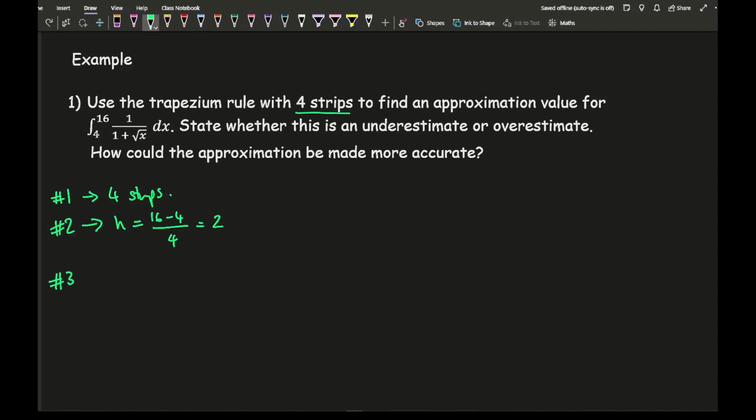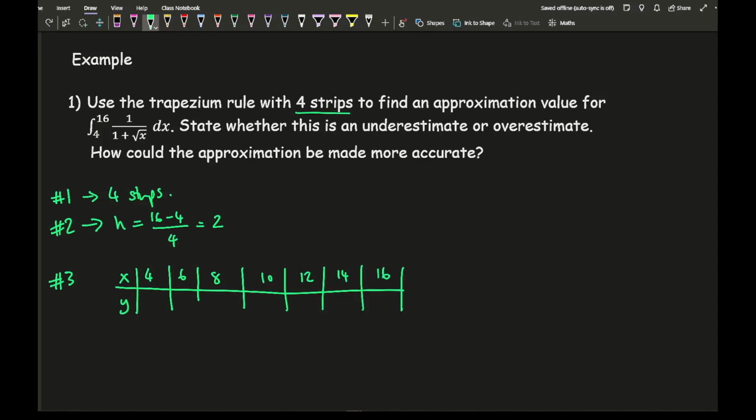So step 3, what we then need to do is draw our table of values. We've got x and we've got y, and I'm going to start with our lower limit and go up in 2s. So I've got 4, 6, 8, 10, 12, 14 and 16, and that's where I'm going to stop.